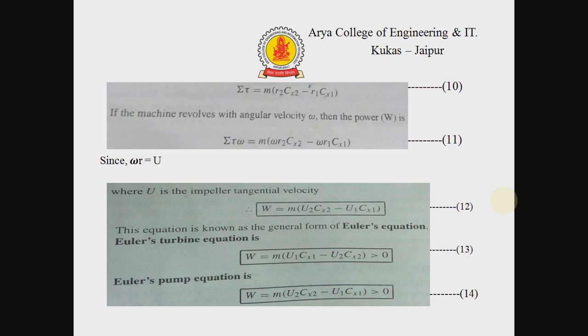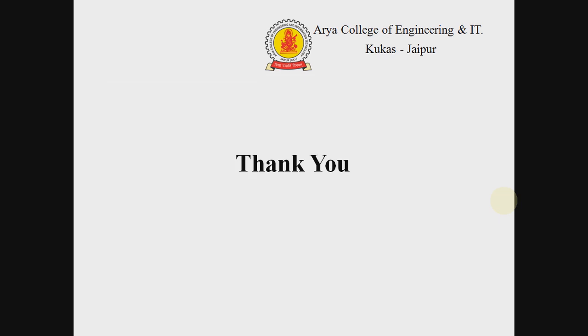So by this general form of Euler's equation, we can obtain the following equations as shown in equation number 13 and 14. Equation number 13 is Euler's turbine equation, in which W is equal to m (u1 cx1 minus u2 cx2), which is greater than 0, and equation number 14 shows Euler's pump equation, in which work done per second is equal to m (u2 cx2 minus u1 cx1), which is less than 0.